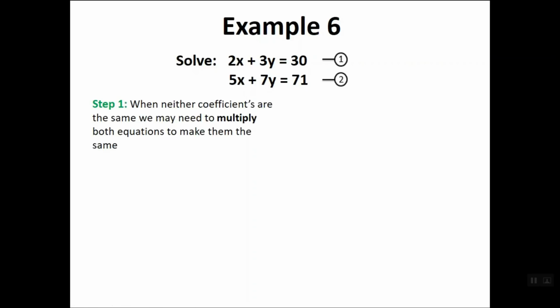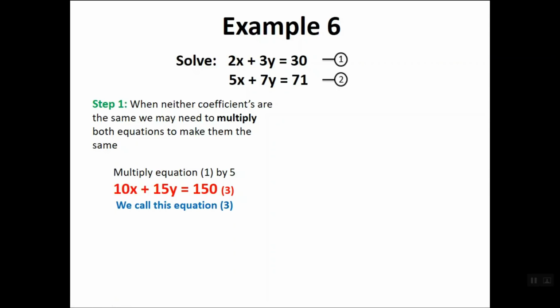Alright, so step 1. Just to remind you again, when neither coefficients are the same, we may need to multiply both equations to make them the same. So I'm going to multiply each term in equation 1 by 5, which gives me 10x plus 15y is equal to 150. And just to recap, remember we do 5 times 2x, that's 10x, 5 times 3y, that's 15y, and 5 times 30, that's 150. And now, I'm going to call that equation 3.